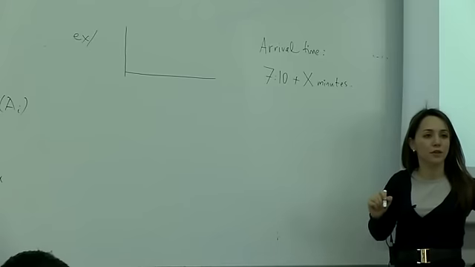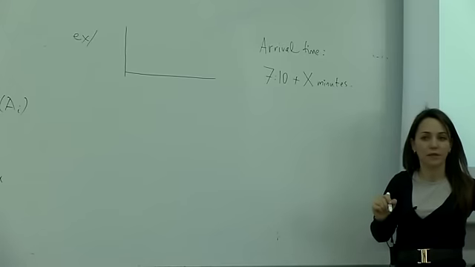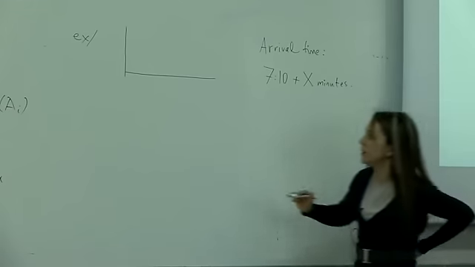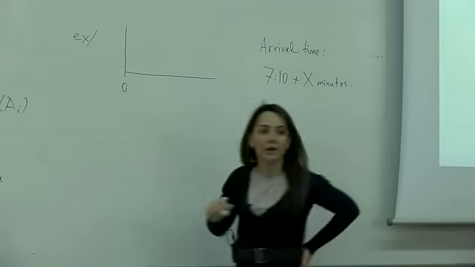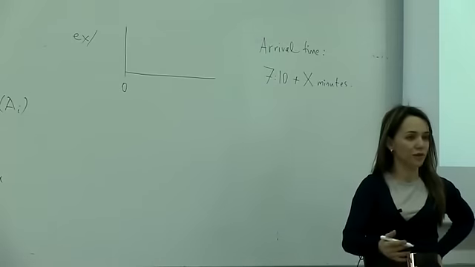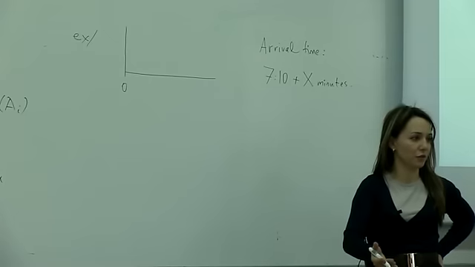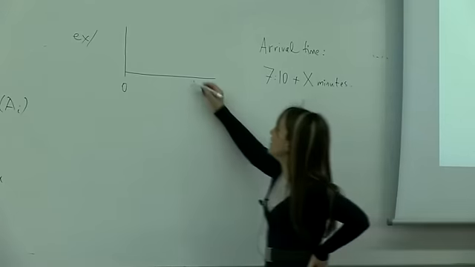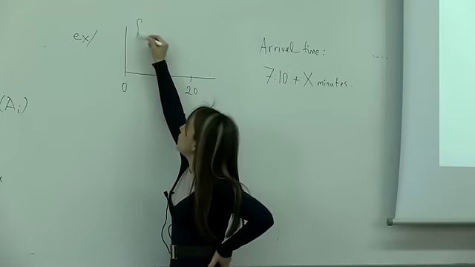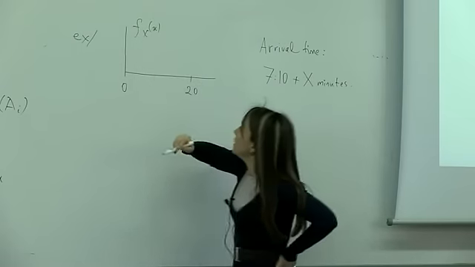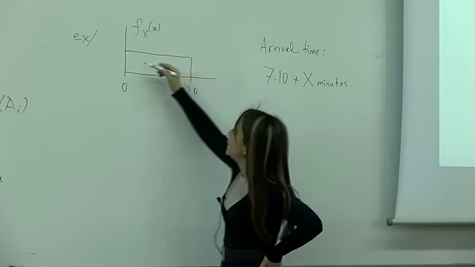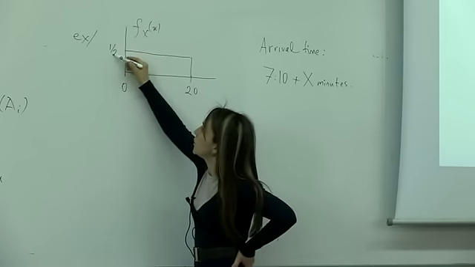So X takes values in which interval? 0 to 20. 0 corresponds to arriving exactly at 7:10, and 20 corresponds to arriving at 7:30. So I arrive uniformly and randomly in this 20-minute interval. So f_X(x) is uniformly distributed here from 0 to 20. Height of the density is 1 over 20, of course.